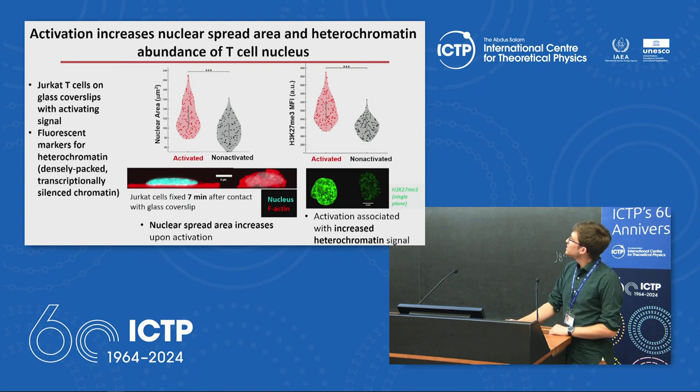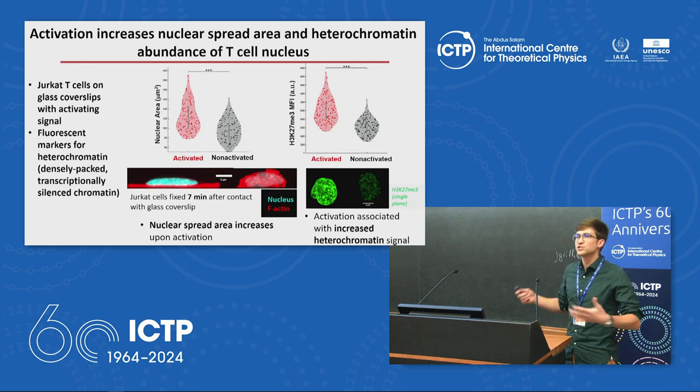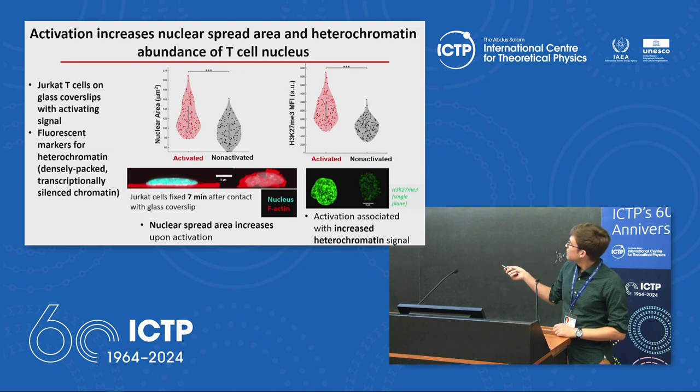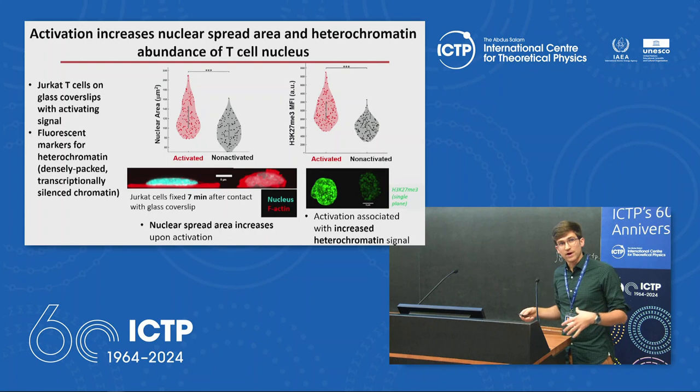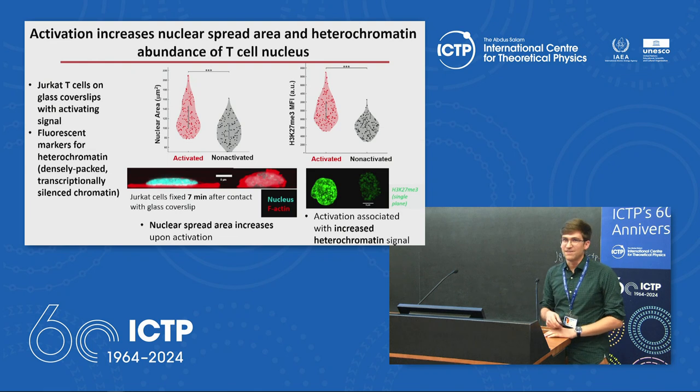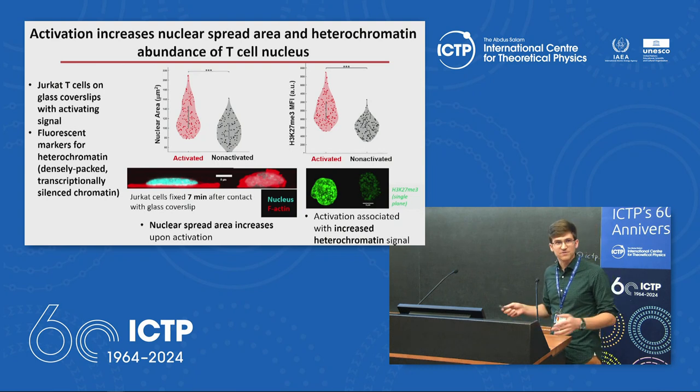As of now, there is definitely an impact of activation on large-scale nuclear properties, such as nuclear spreading, on the left there, where an activated cell spreads much more and the nucleus spreads out, and the amount of heterochromatin present in that cell, which is marked here in an immunofluorescence experiment with heterochromatin mark H3K27me3. Both of these are changed by an activating coverslip versus a non-activating one.